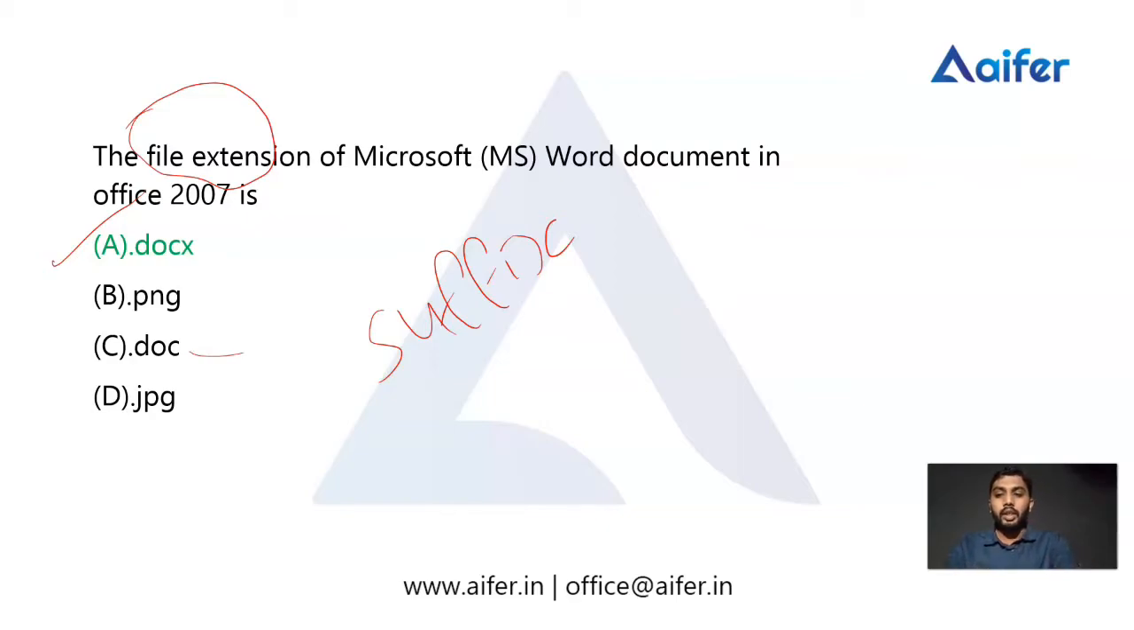And regarding .png and .jpg, we know that they are the file extensions of image format, image documents. And here the question is related to Word document, which is by Microsoft MS Office 2007. So the answer is .docs.